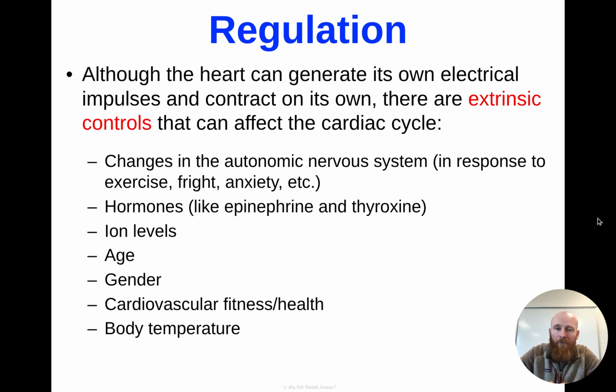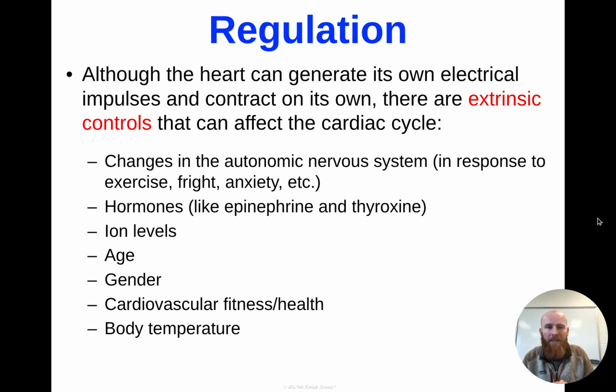And this can be influenced by any sort of change in autonomic nervous system, that automatic system that we don't have to consciously control. So this could be in response to exercise and the requirements that puts on your body, being frightened or scared, feeling anxious. All of these things can increase the overall level of activity. We can have hormones interfering with this process. We can have different ion levels that create more need for those ions and therefore either higher or lower outputs.